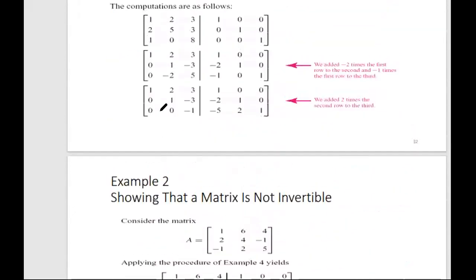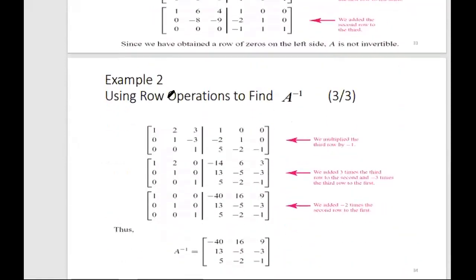Then you can make this one 0 again. How do you make this one equal to 0? You can perform row operations: multiply the second row by negative 2 and add that to the first row. Then you can make this one equal to 0. Like that, you perform row operations.